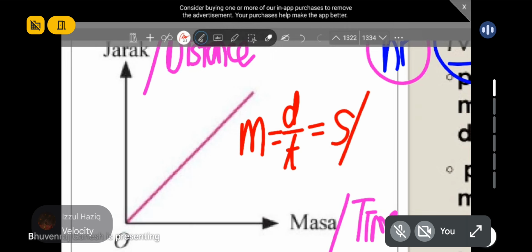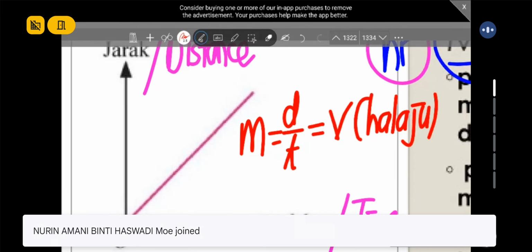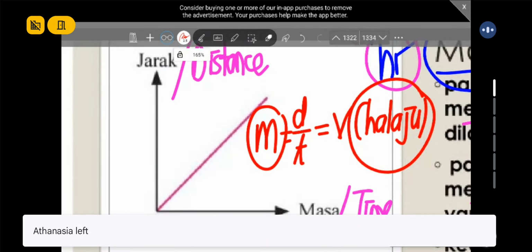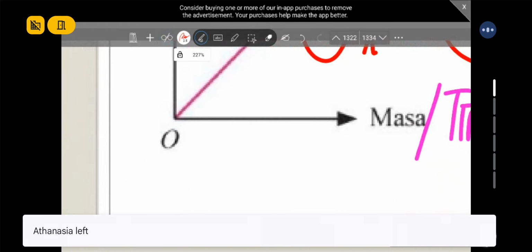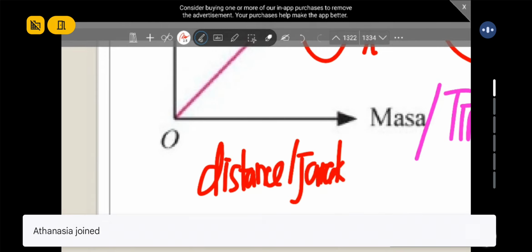Speed or velocity, guys. I use the symbol V so that it is more standard. So it represents the velocity, halaju in BM. Remember, gradient represents speed, halaju. You must understand: usually when the question gives you distance, jarak, it represents laju, speed. This is the difference, guys.